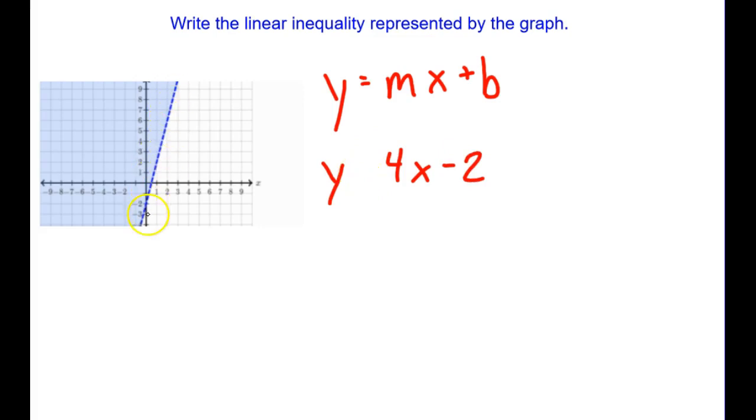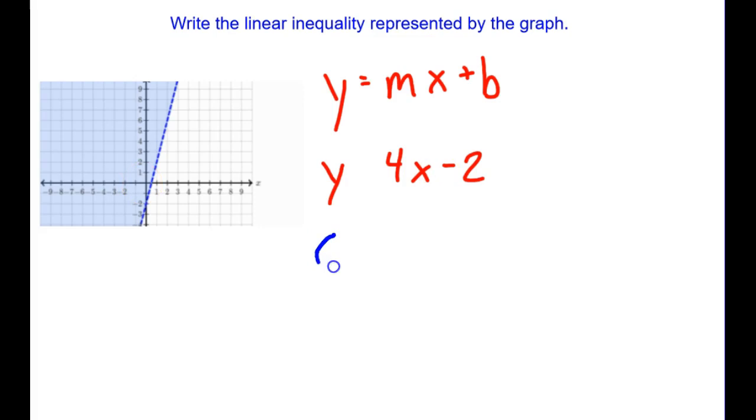Since the line is dotted, we know it cannot be equal to, so this is strictly going to be less than or greater than. And how we can determine that is pick a test point. We could pick the ordered pair (0, 0) because we know the origin is a point that's in our shaded region, which represents the solution to this inequality. So let's plug in that ordered pair (0, 0) into this inequality.